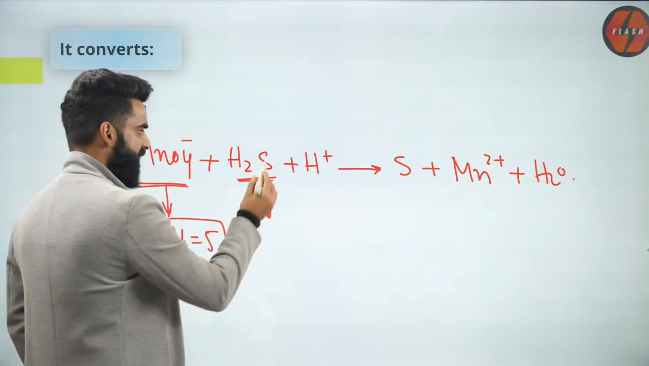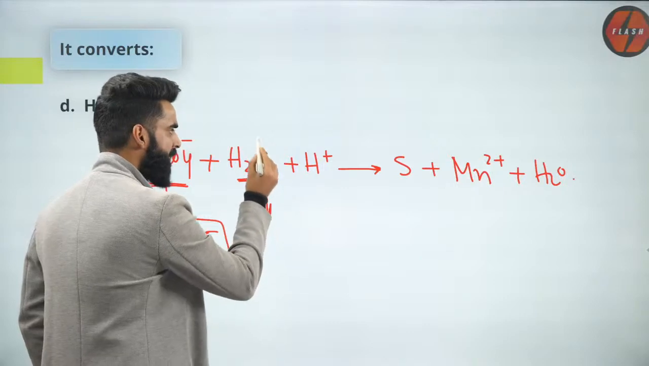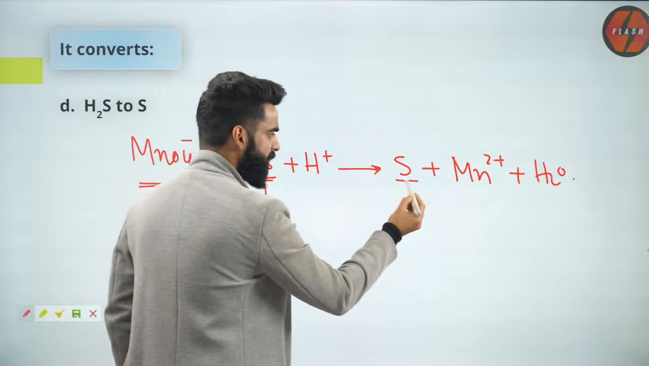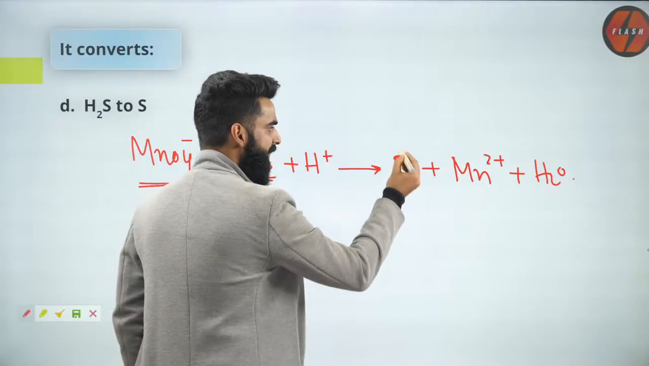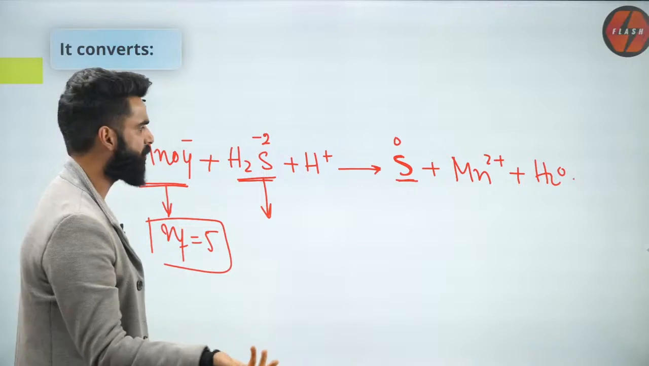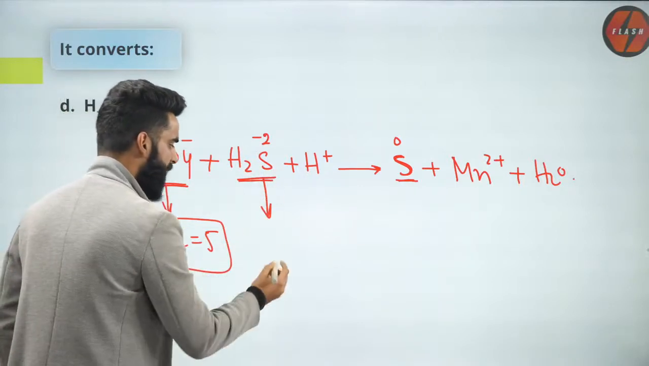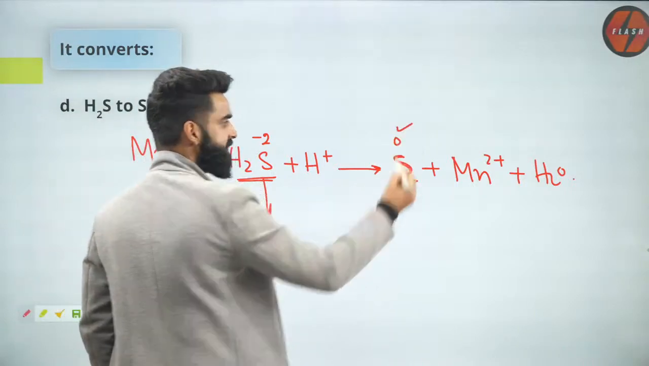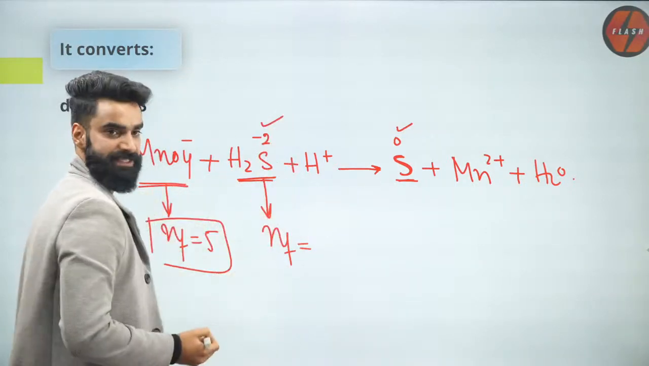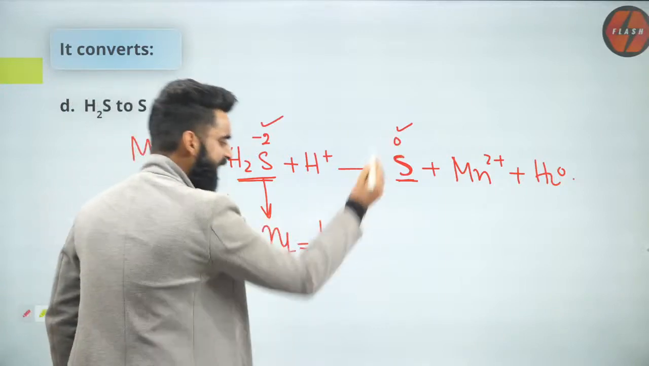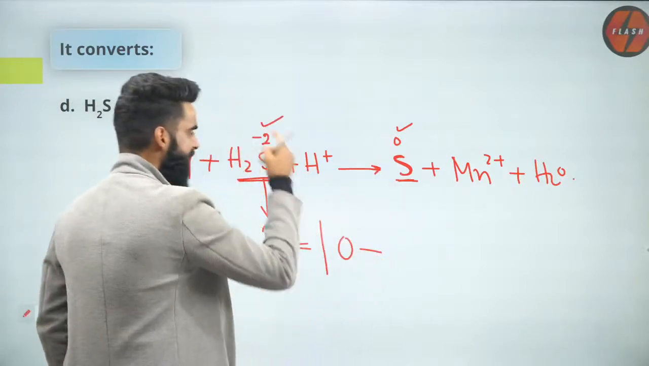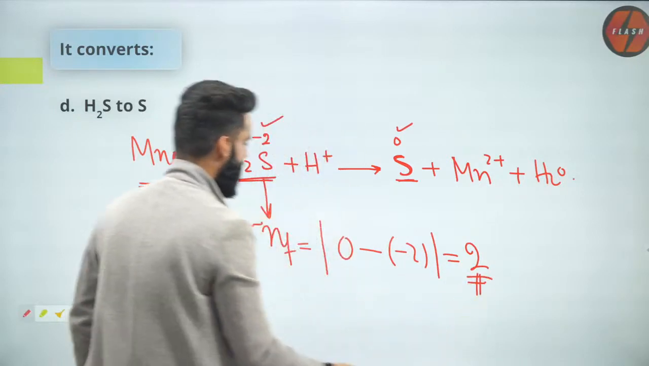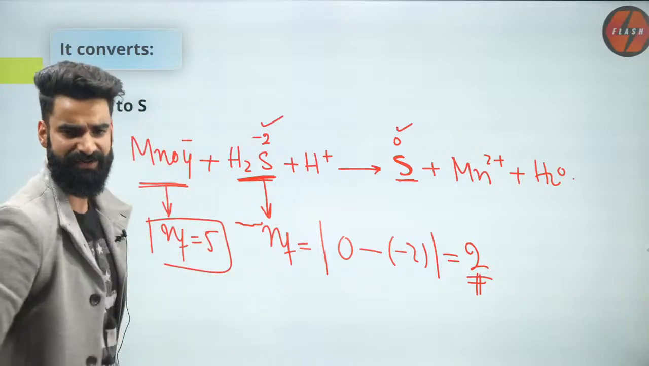See, first of all, calculate the oxidation state of sulfur over here. It is going to be minus 2. You can do that now. And this H2S is getting converted to sulfur, and sulfur over here, its oxidation state will be simply 0. There is no charge on it. Now people, the N factor of H2S is going to be equal to the magnitude of the final oxidation state of sulfur minus the initial oxidation state of sulfur. The value will come as 2. So 2 is going to be the N factor of H2S in this reaction.